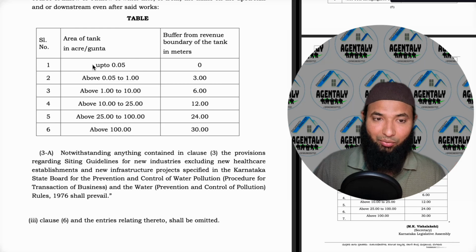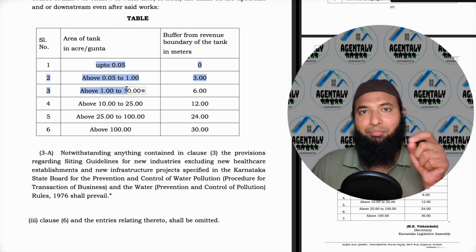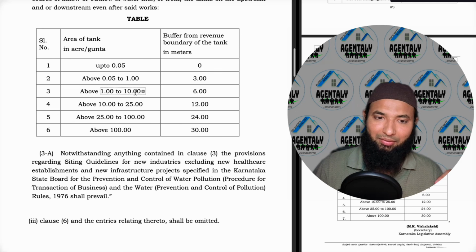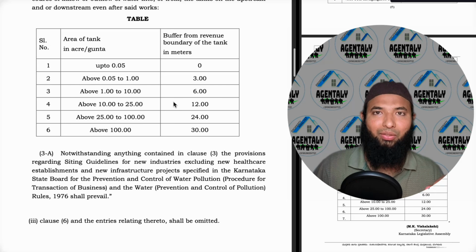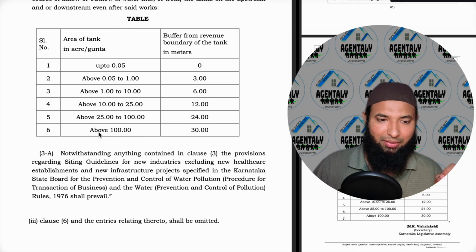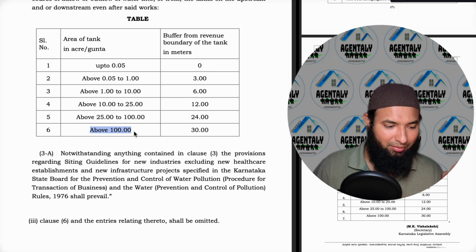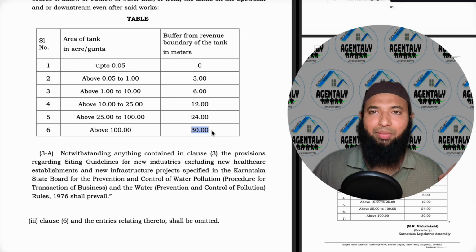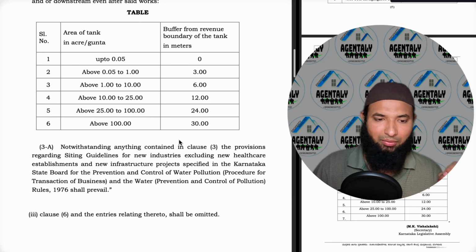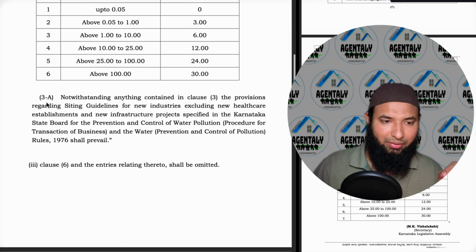Now here in our rules, you have to keep measuring the tank. Now you will become mad measuring. Is it less, or it is more, or it is encroached? Then all gone, all complications here. So 25 to 100 acres is 24 meters, and above 100 acres, it is going to be 30 meters. So from 0 to 30 meters buffer they have introduced. Okay, now let us continue reading.